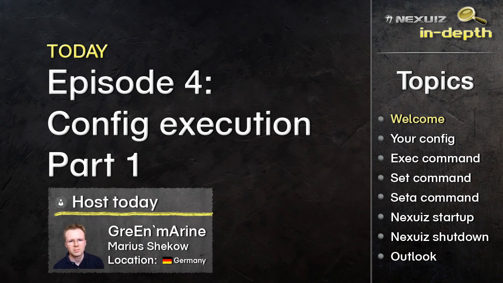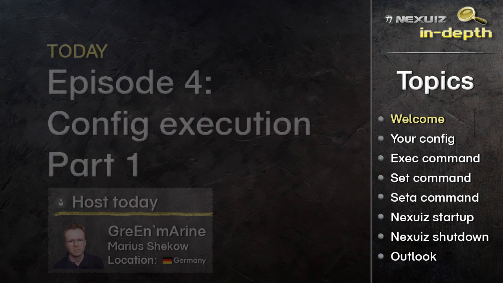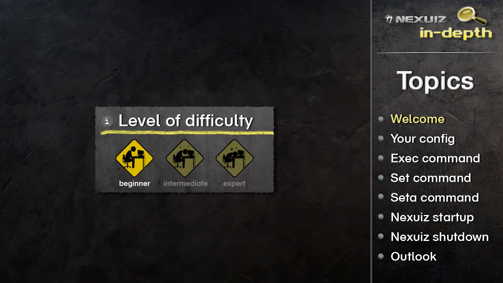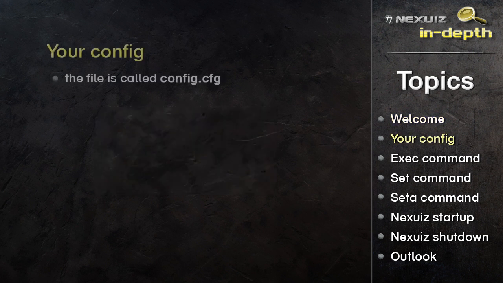My name is Mario Shekov, aka Green Marine, and this time I will explain what happens under the hood when you open and close Nexuiz in regard to the settings that will be saved to your config. For this, I'll explain the 3 most used elements in the config files, which are the exec command for execution, the set command, and the set_a command. Your config file, by the way, is called config.cfg, and I will explain what it contains later.